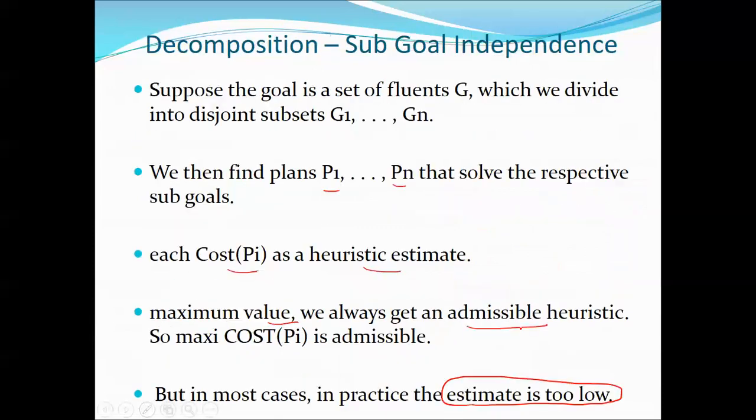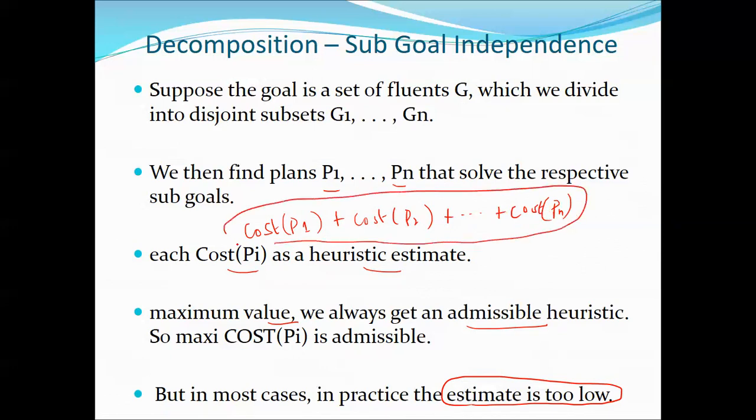Can we sum up all these things? You have so many Pi. Can we sum up all of this? Can we do cost of P1 plus cost of P2, and so on and so forth, up to cost of Pn? Can we do that? That's the question. Sometimes if you do this, it may become an overestimate.